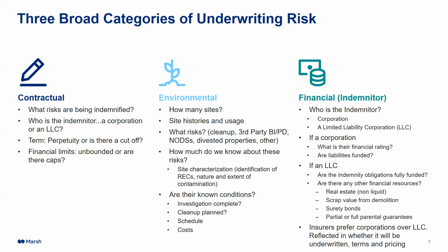Are there other resources? Is there real estate? Is there scrap value if we're doing demo? Are there surety bonds in there? Maybe partial parental guarantees, things like that. All those things are factored into looking at that risk of, will that entity perform around their obligation? Generally speaking, the insurers prefer corporations over LLCs, but LLCs get done all the time, so long as they're adequately capitalized, and especially if there's a history of the parent who created the LLC having performed well over time with other LLCs that they may have created.